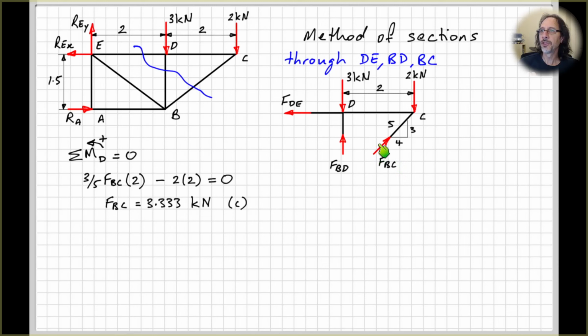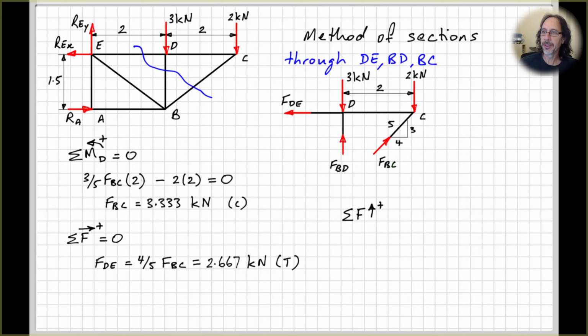So if we had just assumed that this force here, FBC, was in tension and had it acting downwards to the left, then we would have got a negative number here, to show us that it's in compression. Sum of the forces in the horizontal direction equals 0. So we have FDE and the horizontal component of FBC, 4/5 FBC, do your maths, get that force.